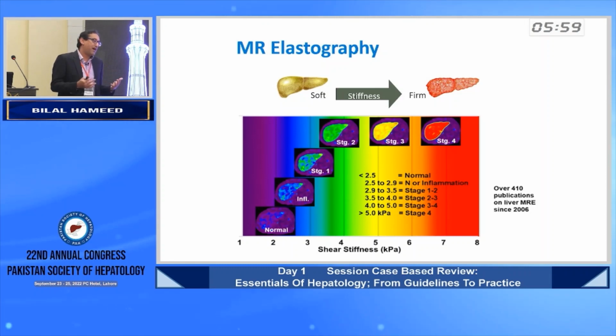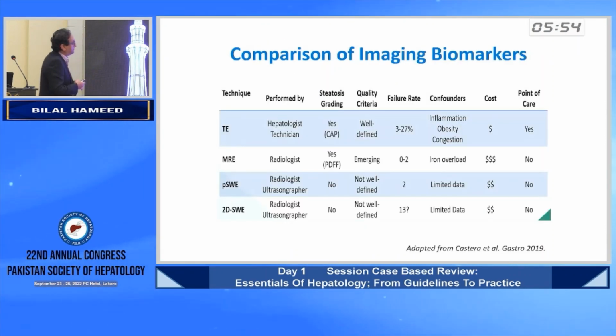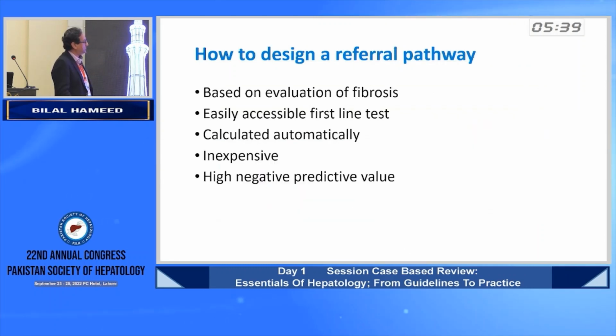However, in countries like Pakistan and other third world countries, they're not going to gain popularity as easily. These are some of the comparisons of imaging biomarkers, but what I can say is that transient elastography can be done very easily. It can be point-of-care testing, and the cost is much cheaper compared to other technologies.